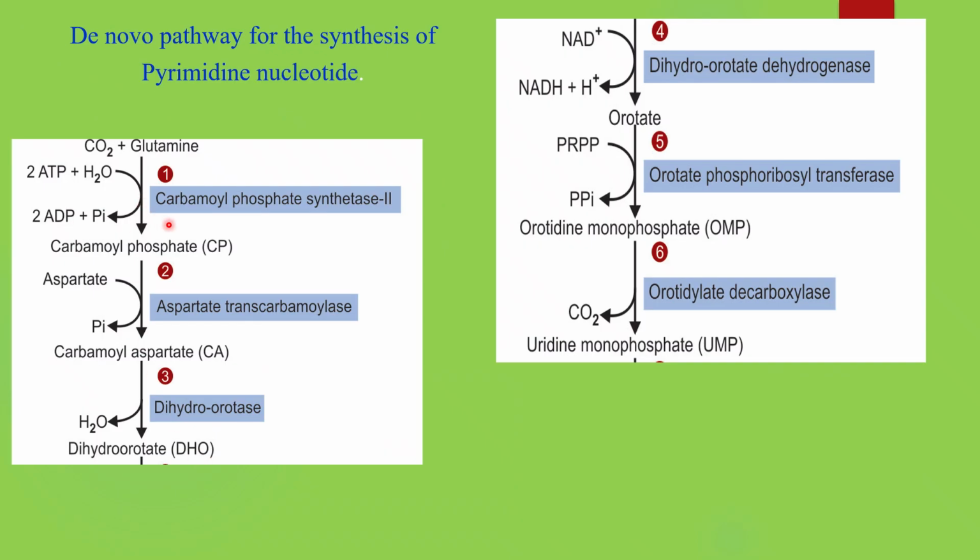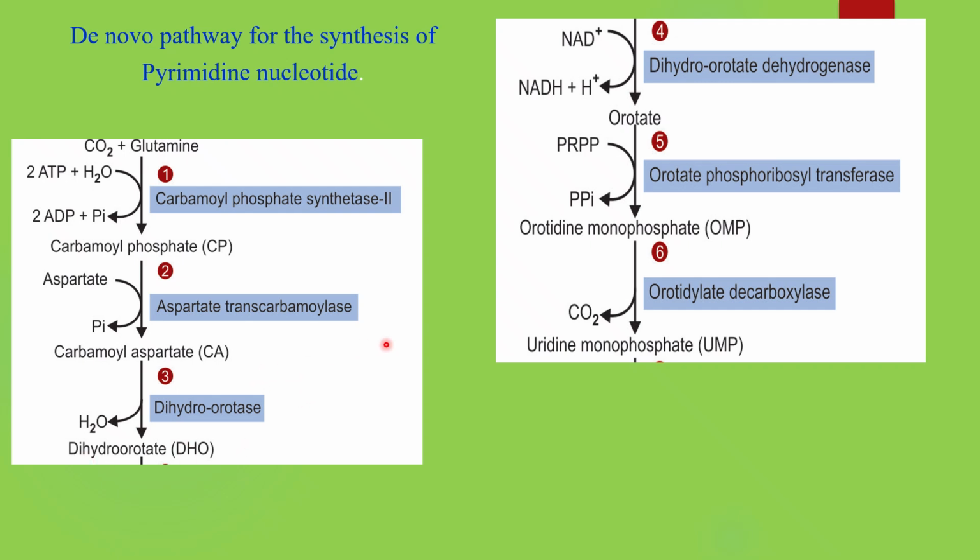We will see it here one by one. There are overall 6 steps. In the first step, carbon dioxide and glutamine combine in the presence of the enzyme carbamoyl phosphate synthetase type 2. Two ATPs are utilized, and carbamoyl phosphate is formed. Then in the second step, the enzyme aspartate transcarbamylase adds aspartate, forming carbamoyl aspartate. In the next step, the enzyme dihydroorotase cyclizes this carbamoyl aspartate to dihydroorotate.